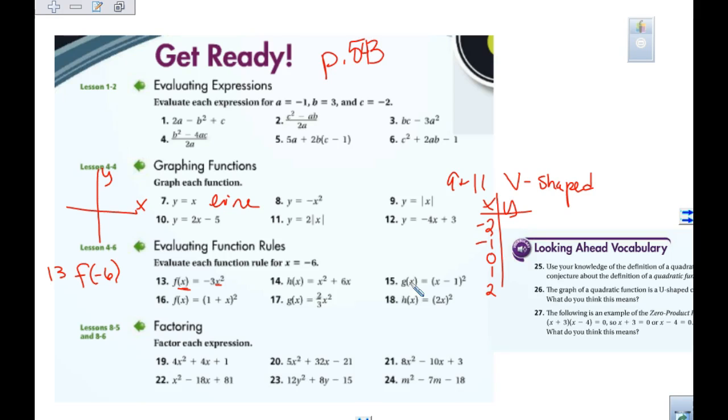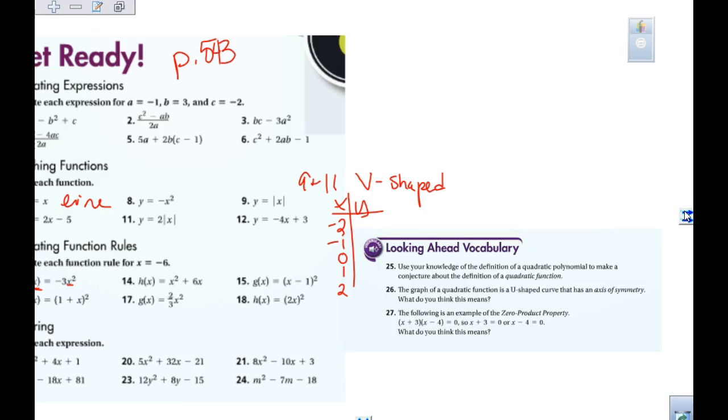Questions 19, 21, this is like what we just finished doing, the factoring, okay? The reason we're doing that is it's leading us into this one. It says, use the knowledge and definition of a quadratic polynomial to make a conjecture for it. Well, obviously, after today, you're going to have a better idea on that. So you should be able to answer number 25.